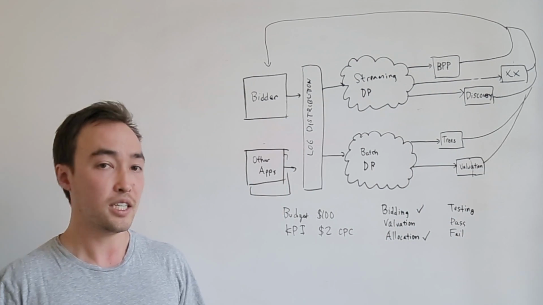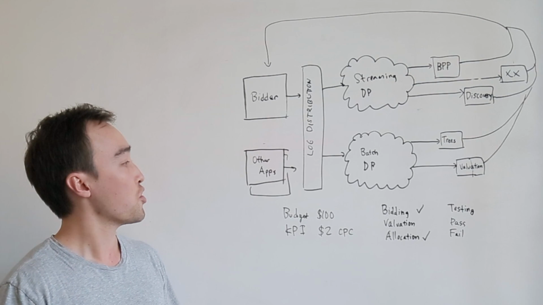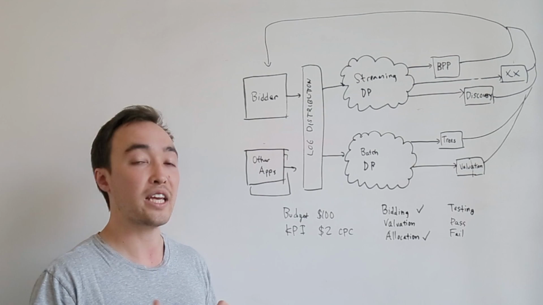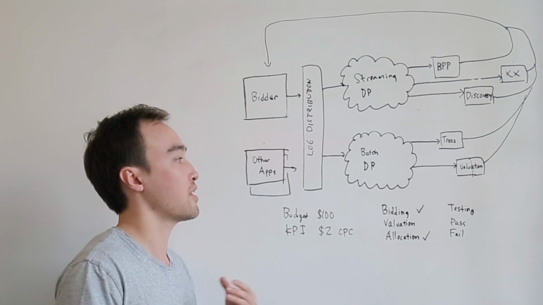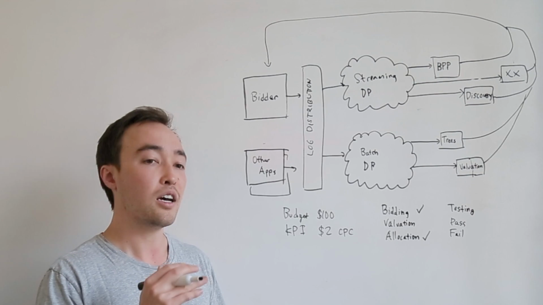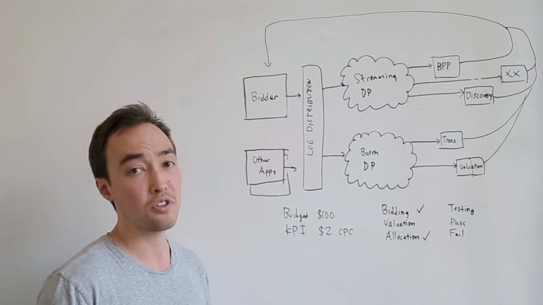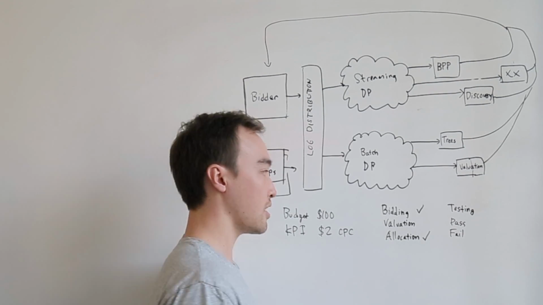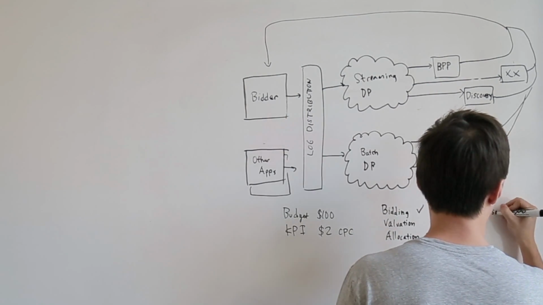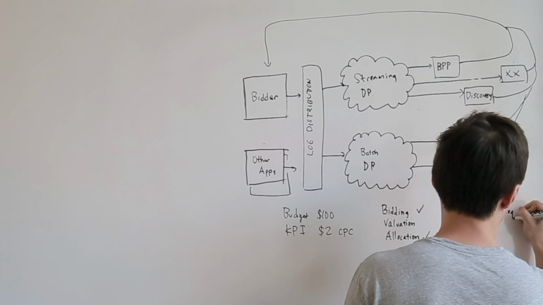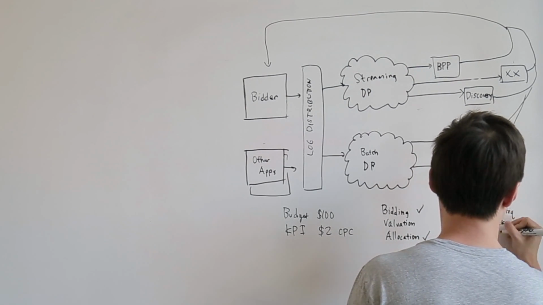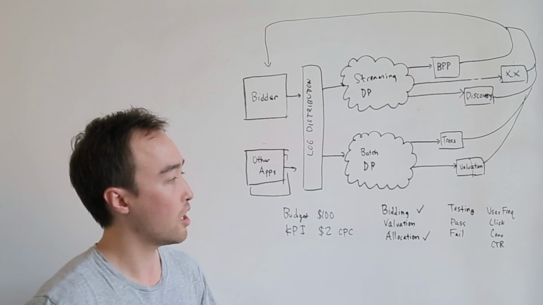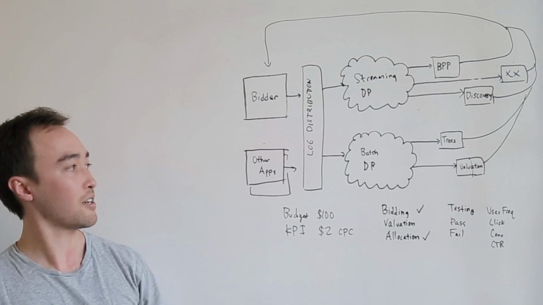Now the last problem is valuation, right? So you set up this $2 CPC goal, right? And once we actually have enough data, once we have a significant amount of data, a good number of clicks and conversions, a lot of user data, we can actually use that data to make really smart decisions. So that's things like user frequency, right? Or clicks, or conversions, or views, right? Things like CTR. All of these things are going to be taken into account in valuation.